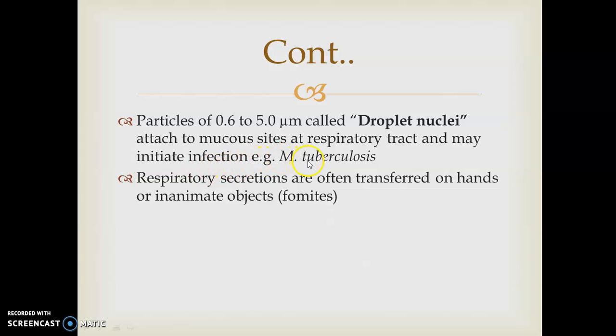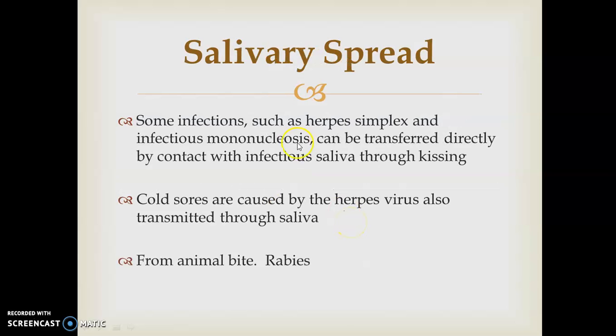For example, Mycobacterium tuberculosis. Respiratory secretions are often transferred on hands or inanimate objects. If the hands are not hygienic, this may also be a way of transmission, and it may also be transmitted by inanimate objects, which are called fomites.